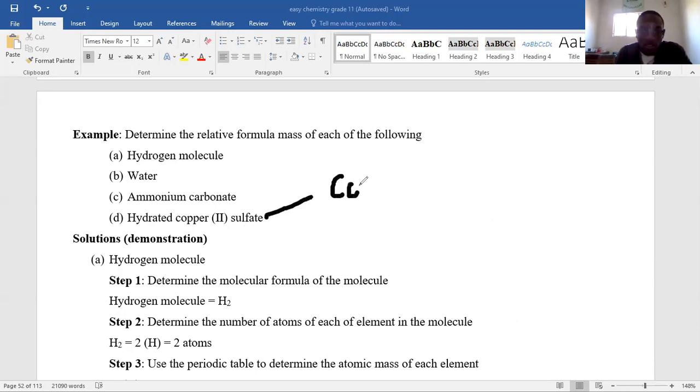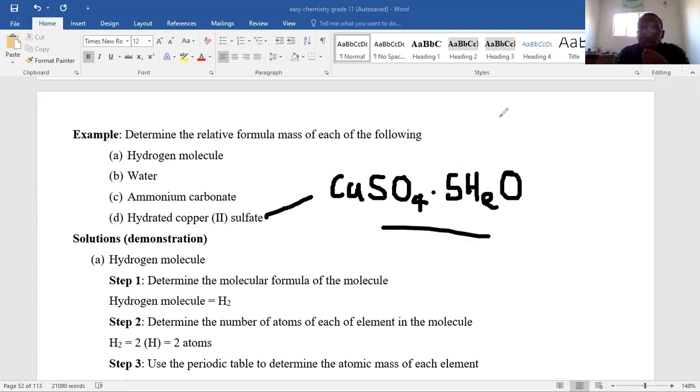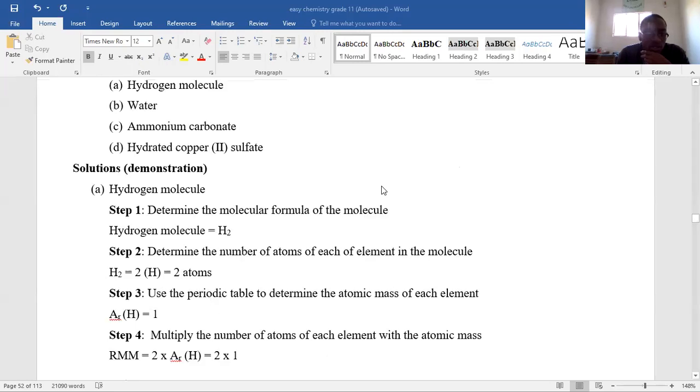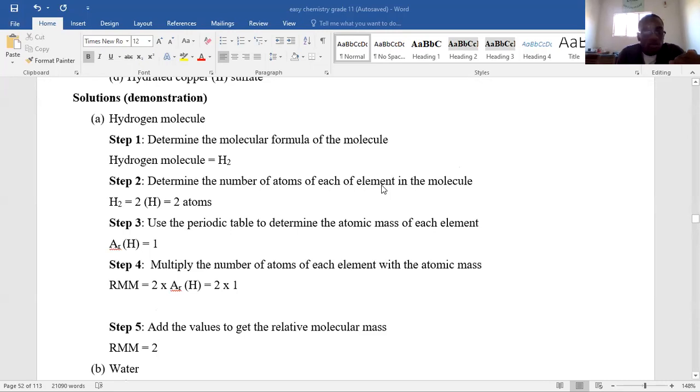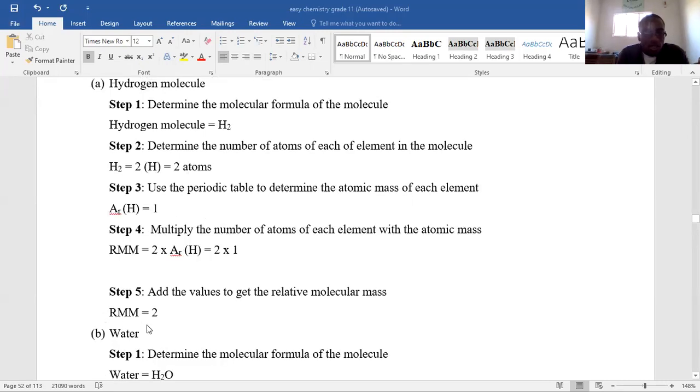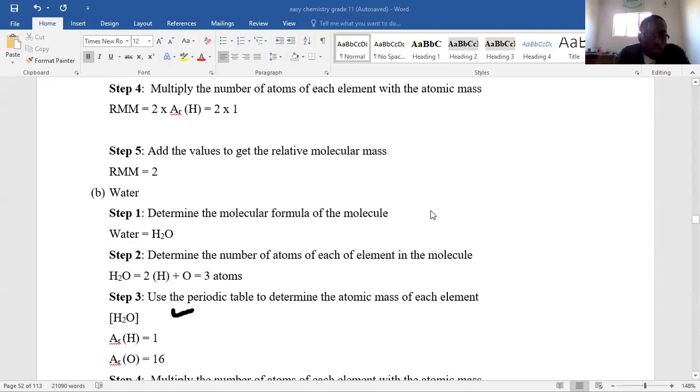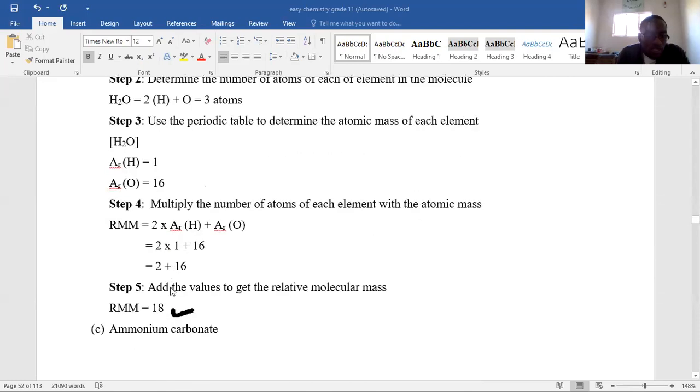So this one, the formula is CuSO4.5H2O. So you can try out copper 2 sulfate and see the relative formula mass that we are going to get. So just rolling down, you will notice that that is how it gives you step by step how you're supposed to calculate until you get to the final answer. So you will notice that for hydrogen we got the relative molecular mass of 2, and then going down for water we got the relative formula mass of 18.